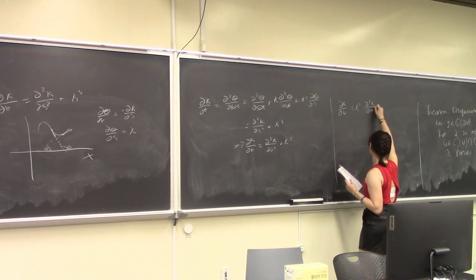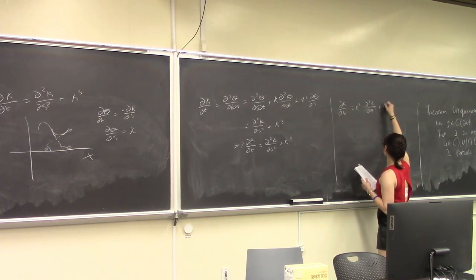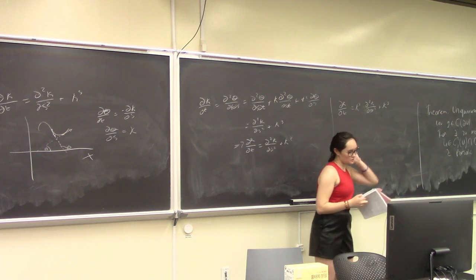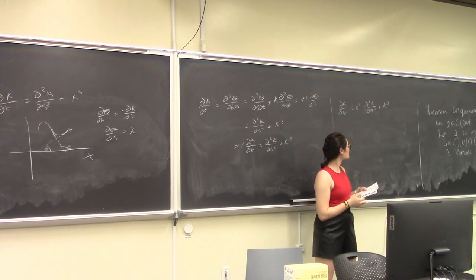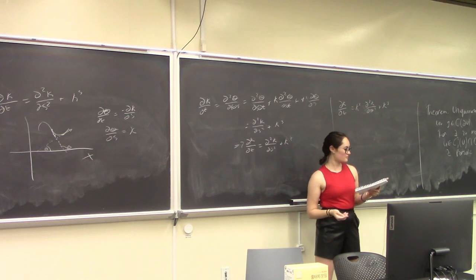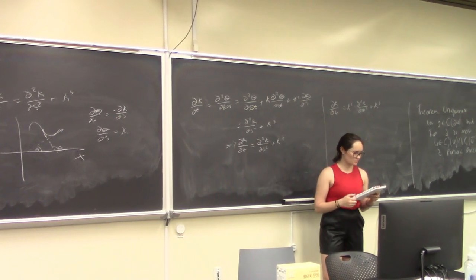kappa squared times the second derivative with respect to theta plus kappa cubed. So now we want to introduce some of the theorems that were used for finding solutions and classifying how they behave to this original PDE.